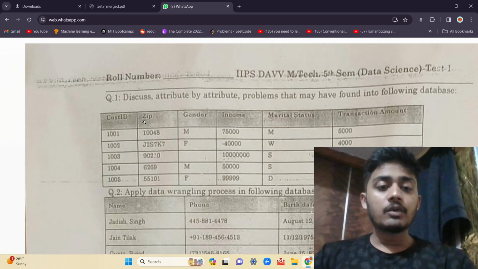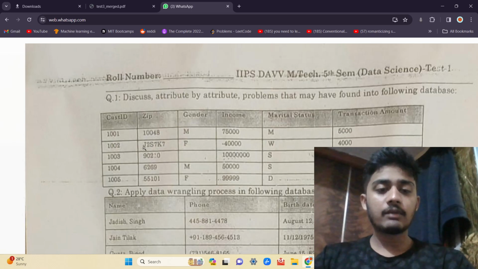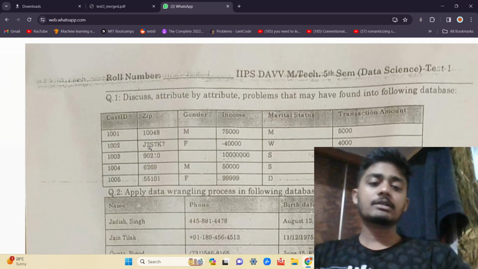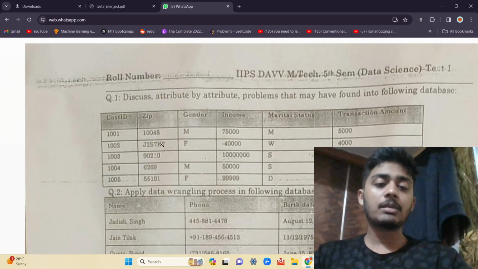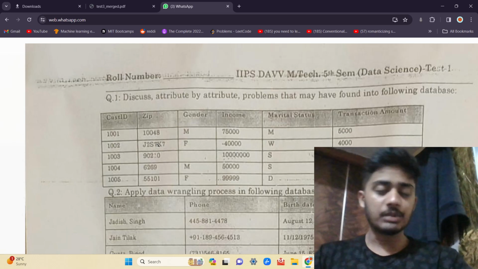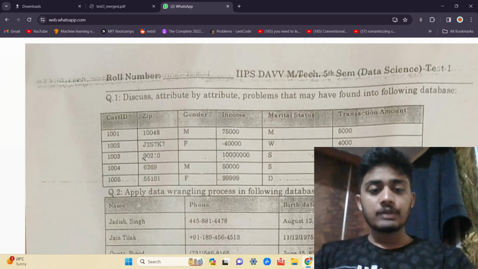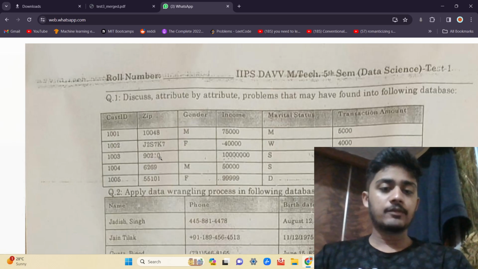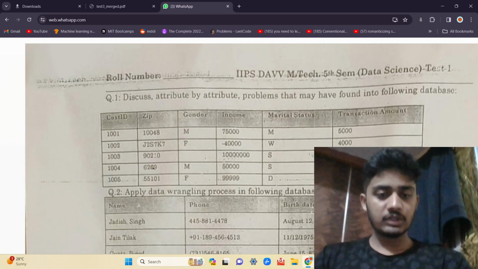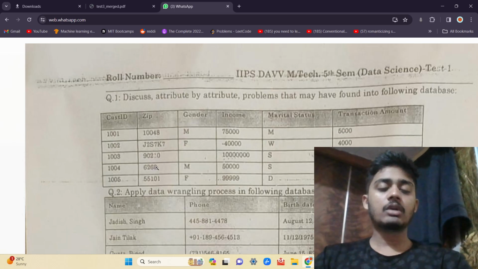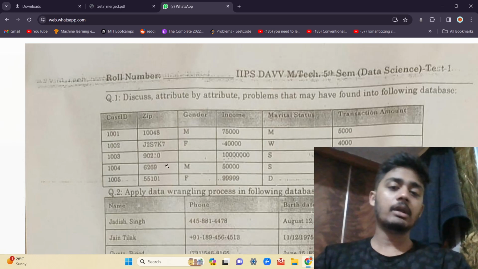In the zip attribute, the first one is 10048, but the second one is alphanumeric, J2S, where alphabets are also coming along with numerical values. That's a problem, and it can create an error. Here 90201 is good because it is five numbers as well as an integer. 6269 is an integer too, but it does not have five digits, which can also create a problem in wrangling and data analyzing.